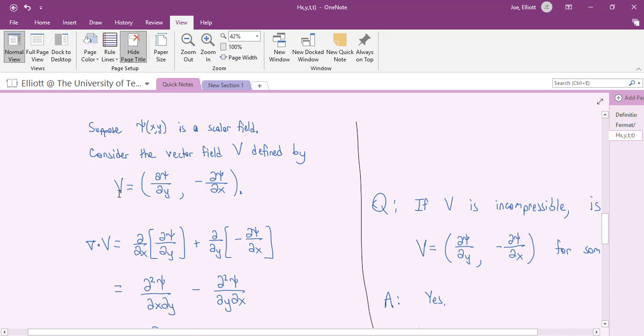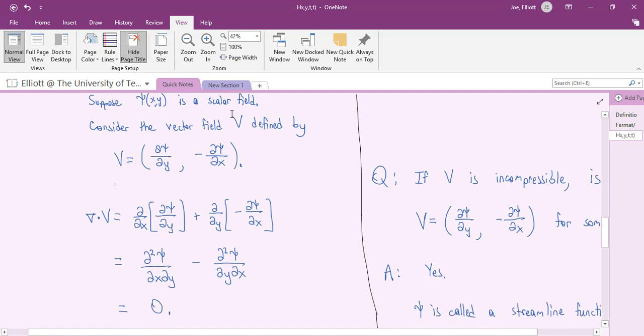And so this vector field v is defined as follows. So the x component is the partial derivative of c with respect to y, and the y component of v is the negative of the partial derivative of c with respect to x. So for this vector field v, what I'm going to do right now is calculate its divergence.